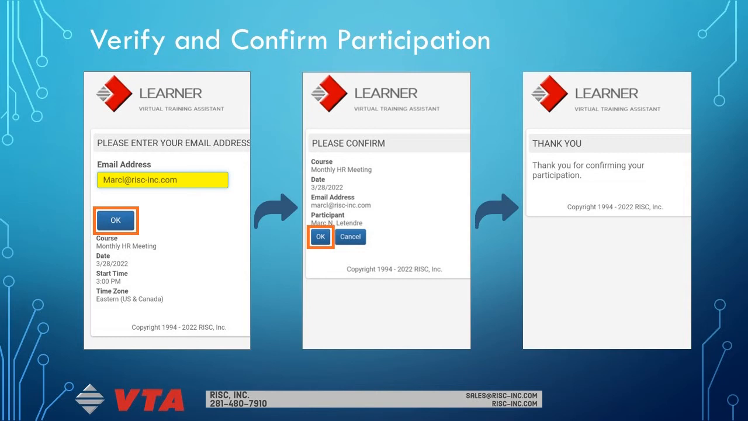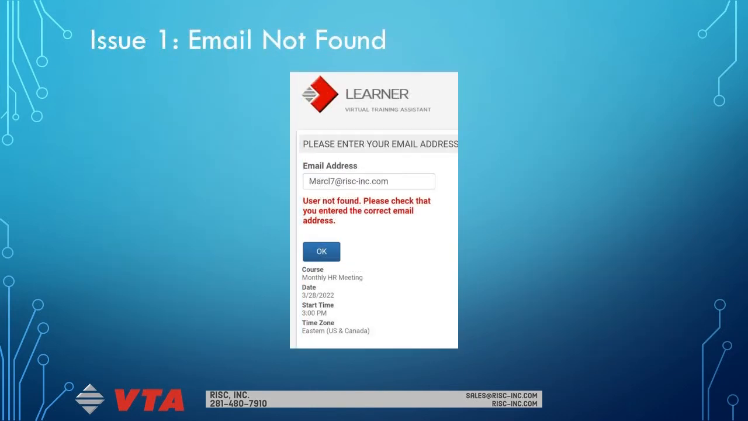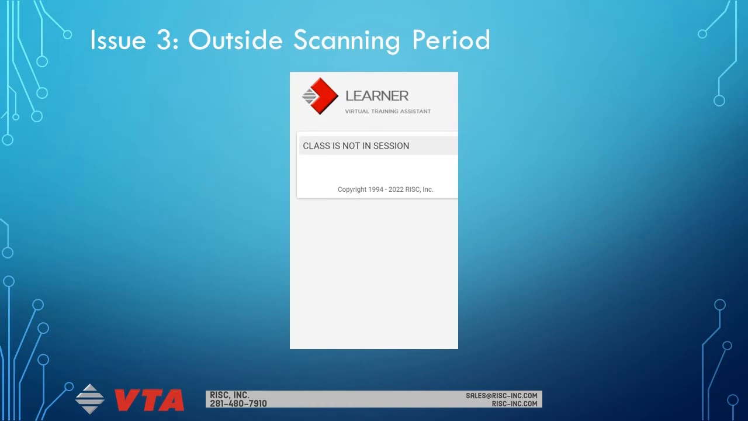There are three possible issues that would prevent someone from using the learner attendance page. First, if the email address entered is not associated with a student profile in VTA, an alert message will inform them they were not found. Second, if the email address entered is associated with more than one student profile in VTA, which prevents VTA from authenticating their credentials, an alert message will inform them the email address cannot be used. And third, if the link is launched or the QR code is scanned outside of the scanning period set for your system, an alert message will inform them that the class is no longer in session.